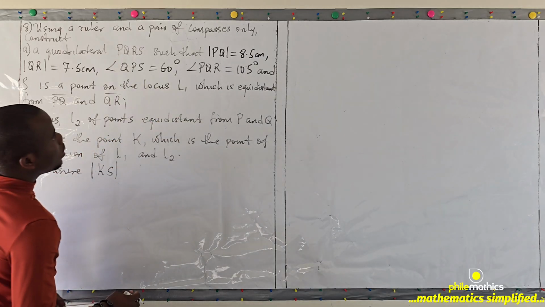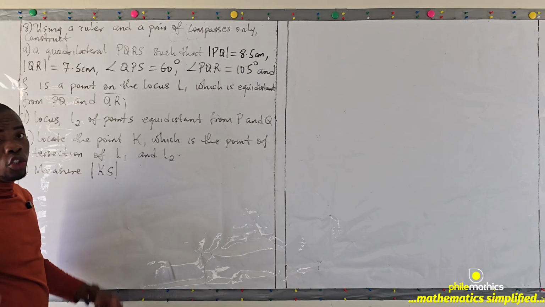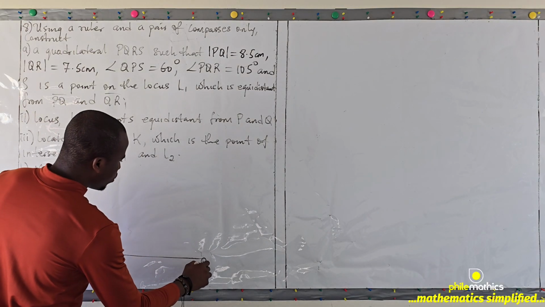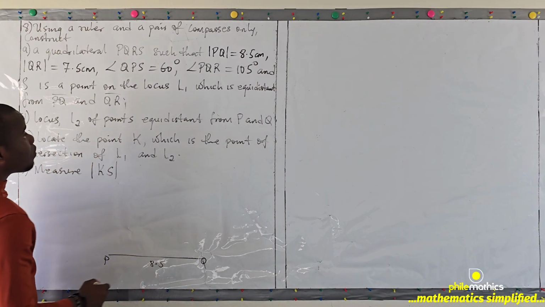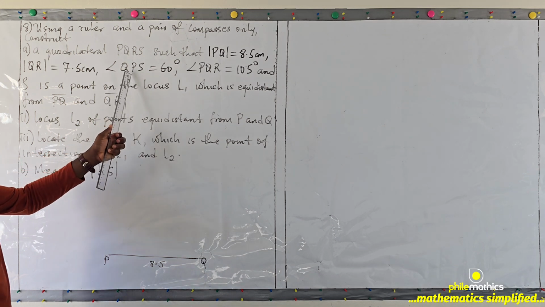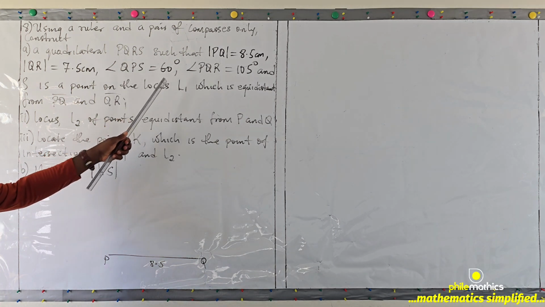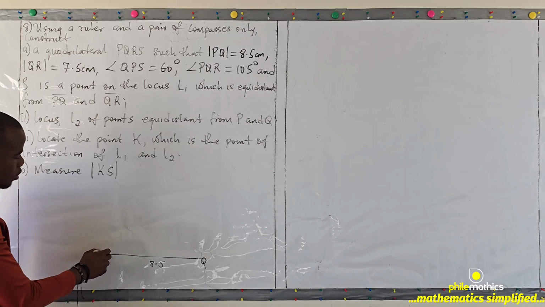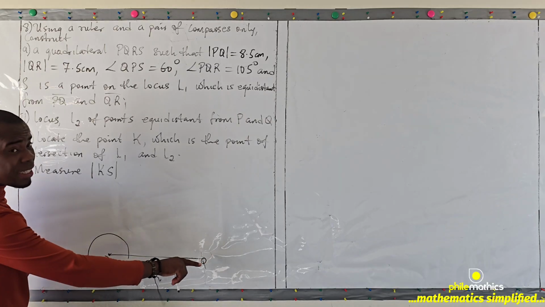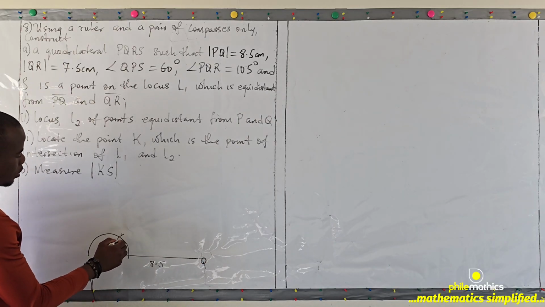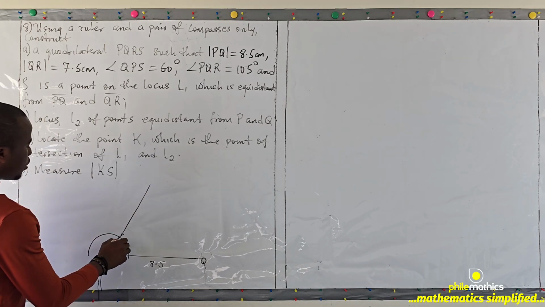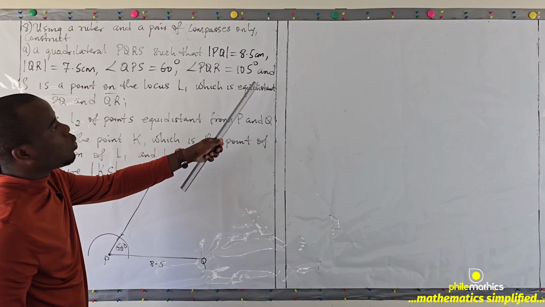So if PQ is 8.5, since it's a sketch, I don't want to use a ruler. So if this is P and this is Q and this is 8.5, the angle QPS means the angle is at P, and so it's 60 degrees. How do you construct 60 degrees here? So you just draw your arc. You want to construct it inside, not outside. You draw this and then you sketch it out. This is 60 degrees.